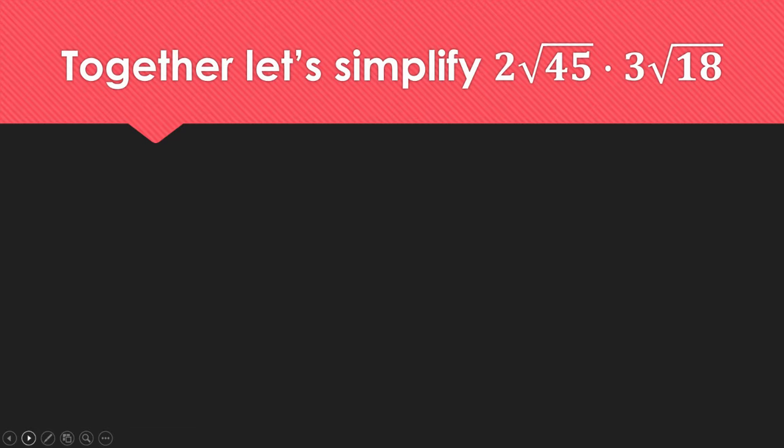All right, let's try this one together. Let's simplify 2 root 45 times 3 root 18. All right, so when you have this multiplication, what I'm going to do is I'm going to start off by doing my factor tree. So let's start with the 45. So 2 numbers that multiply to 45 would be 9 times 5. 5 is a number that I can't break down any further, so that gets circled. 9, I can break that up into 3 and 3. So that means that I'm going to have those numbers that are circled underneath the square root.